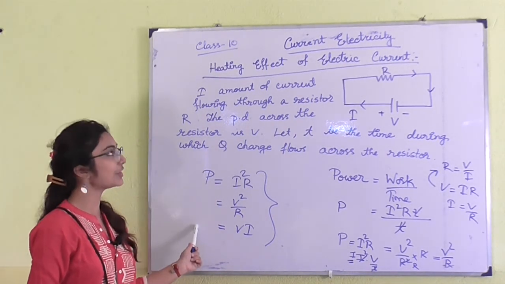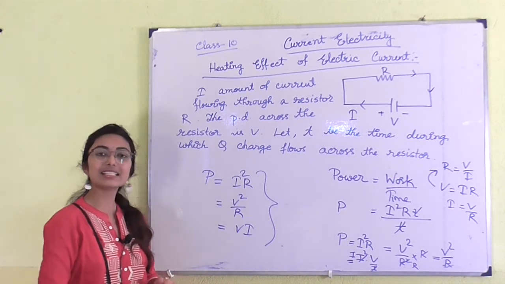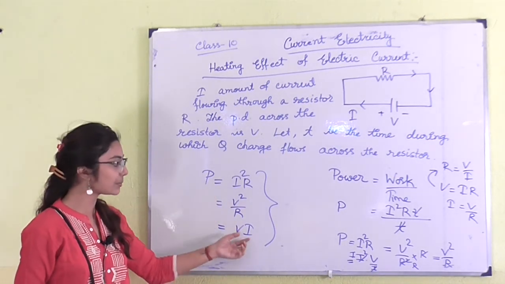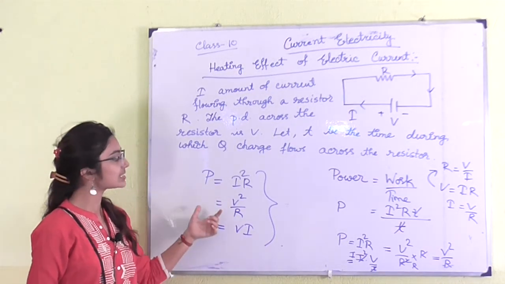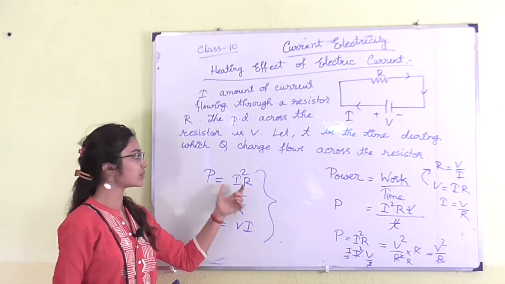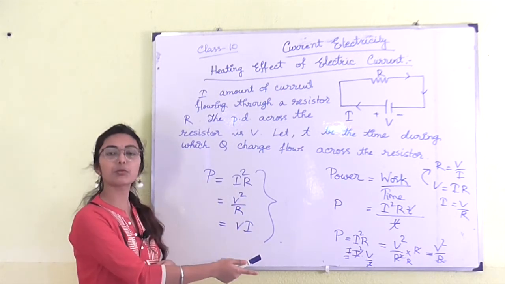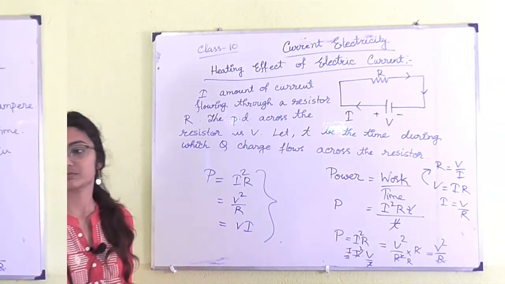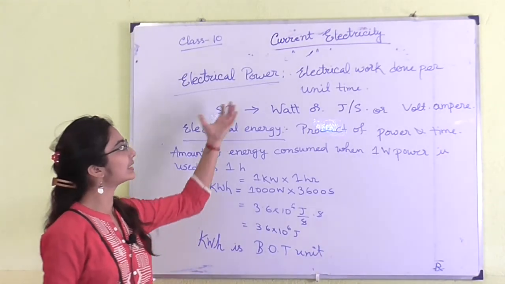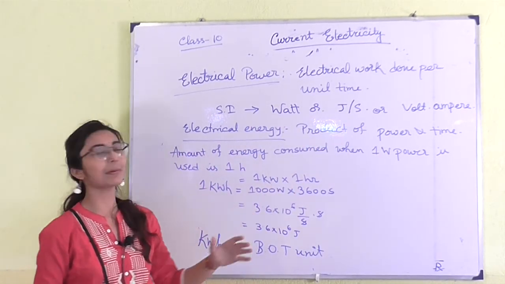These three relations of electrical power are very important, that P is equal to VI, that means electrical power is basically the product of voltage and current in the circuit. Again P is equal to V square by R and P is equal to I square R. You have to choose these relations depending on the problems given in your examination.